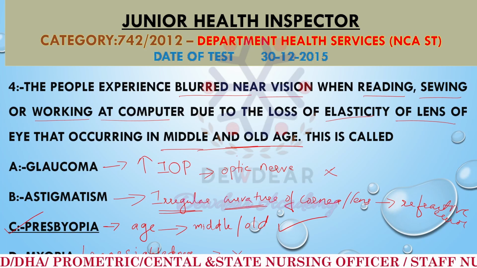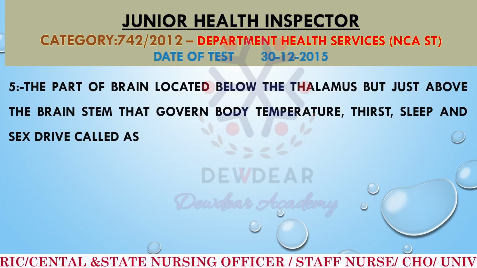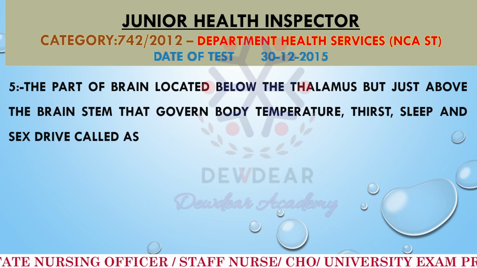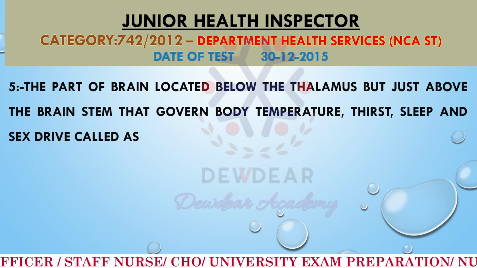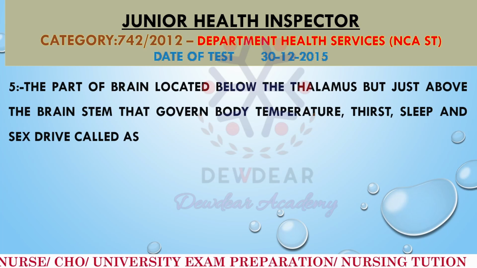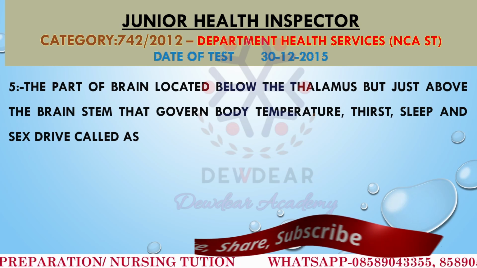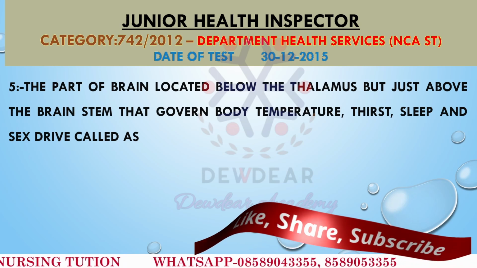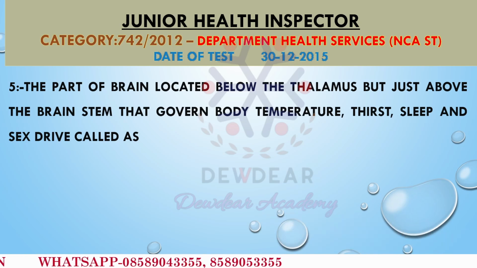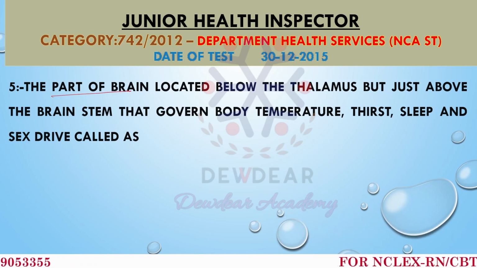Okay, then we are moving on to the next question. That is question number 5. The part of the brain located below the thalamus but just above the brainstem that governs body temperature, thirst, sleep and sex drive is called as. So what is the question? The question is, we have to identify which is the part of the brain that is located below the thalamus.